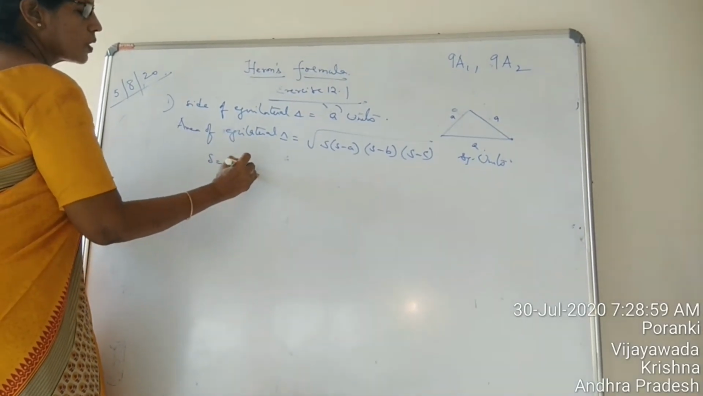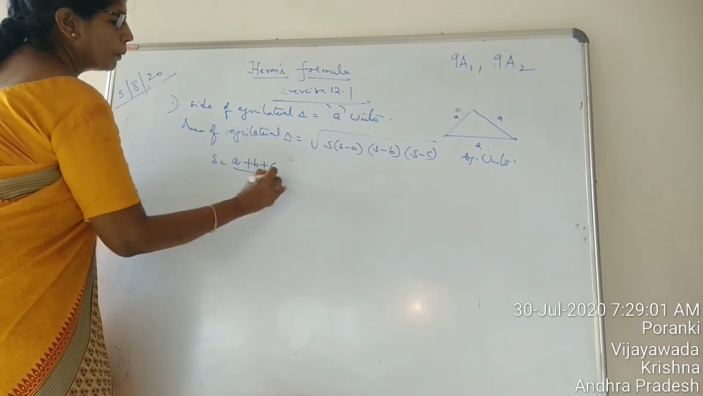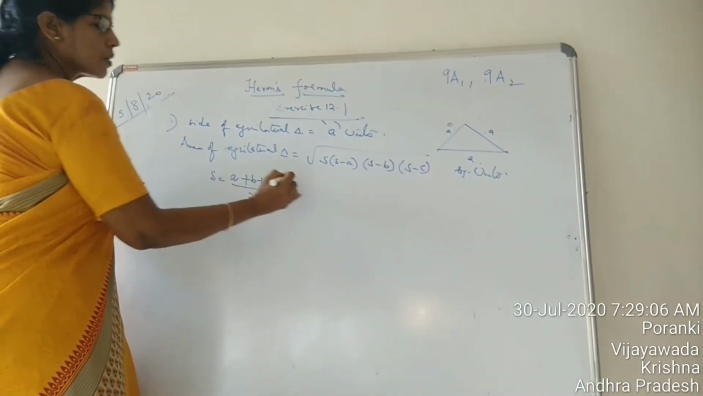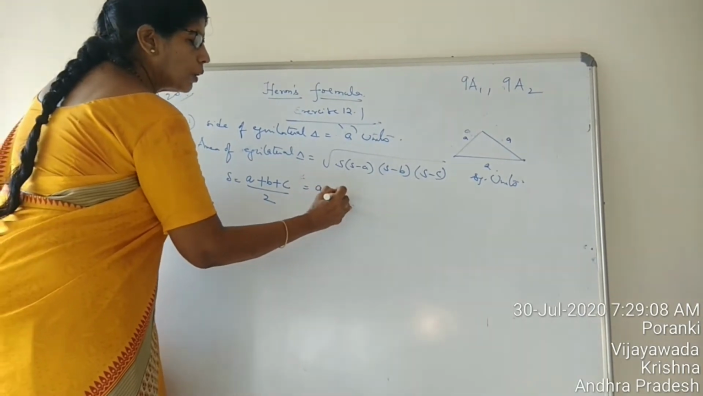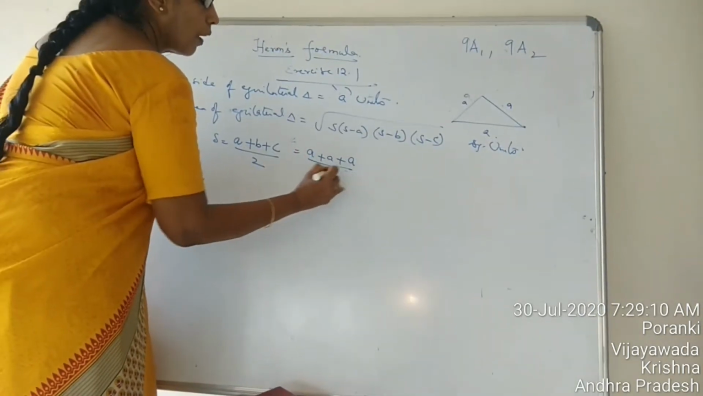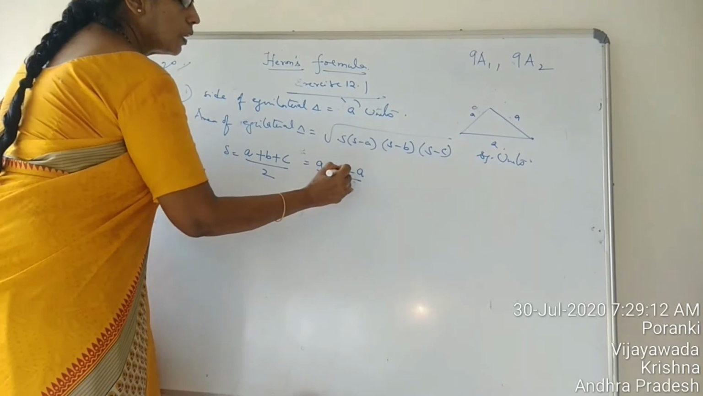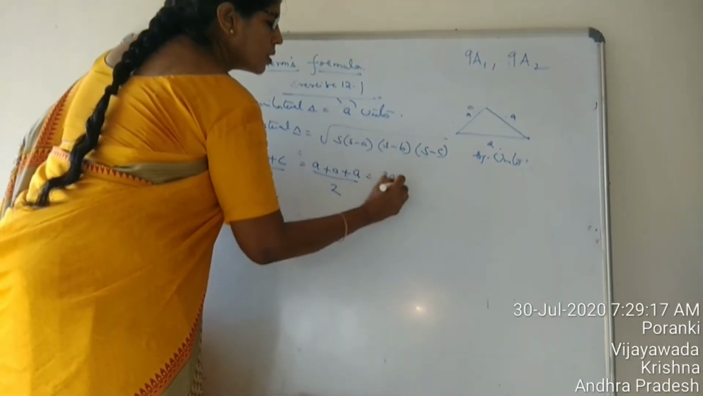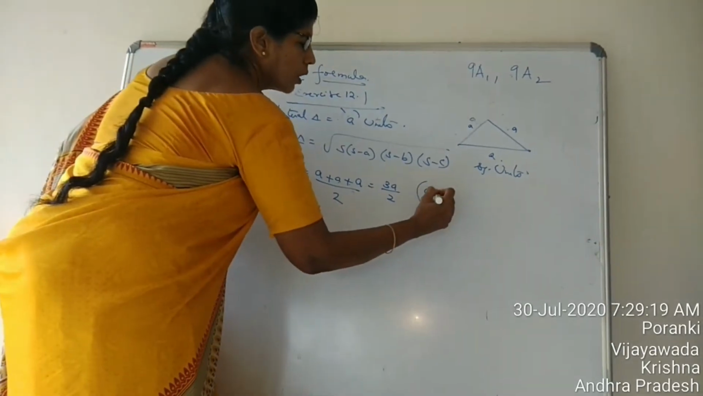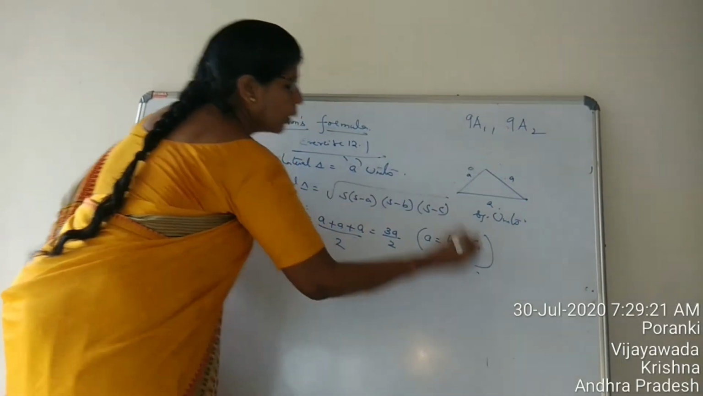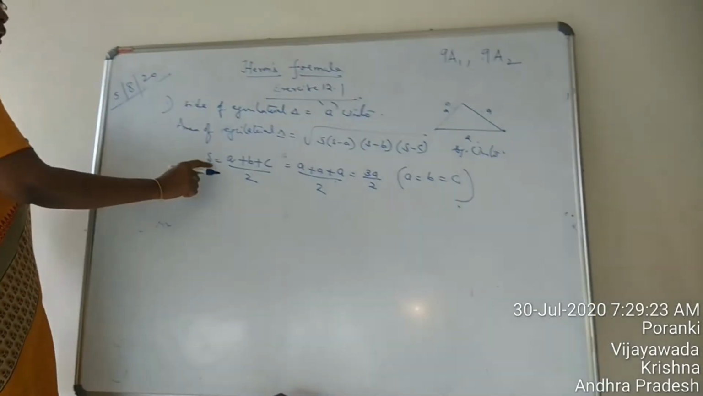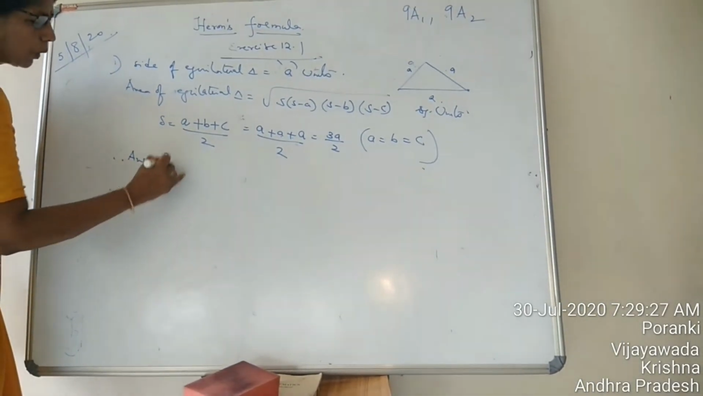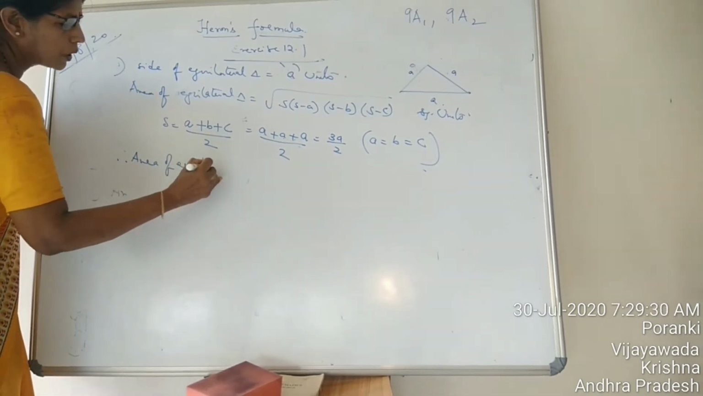First find out s, children. What is s? A plus b plus c by 2. Here a, b and c are all equal, children. So we write it as a plus a plus a. This is the s value. A is equal to b is equal to c. Equilateral triangle, all the three sides are equal.